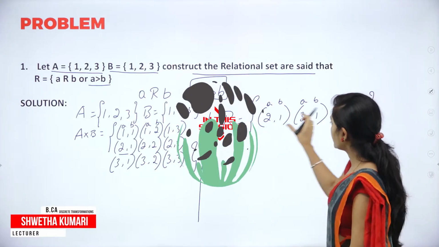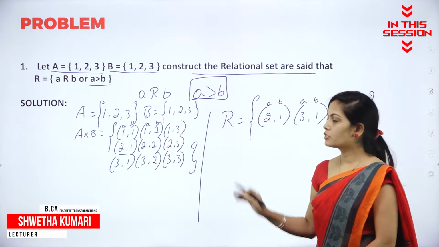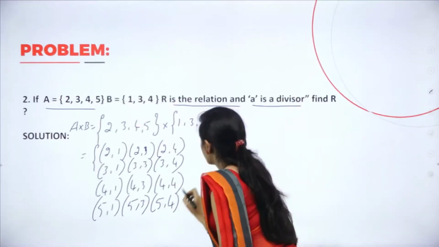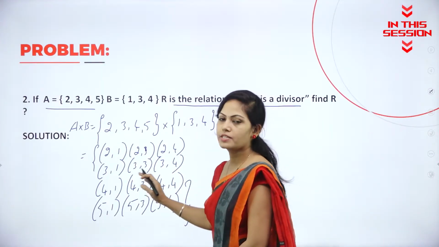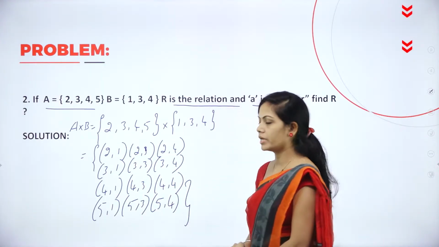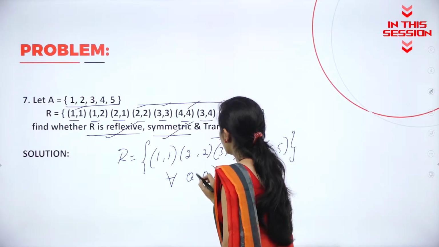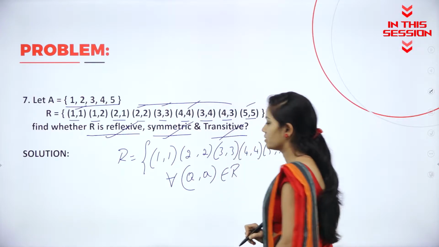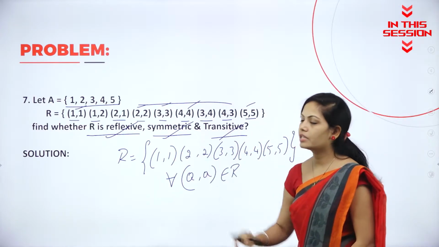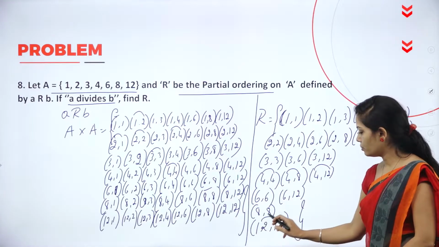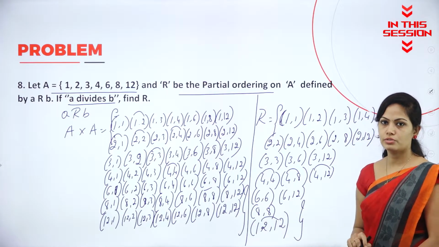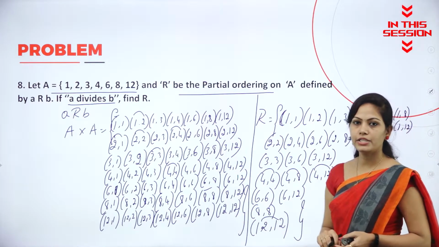Totally we got 3 values. So this is your relation. So first write A cross B, Cartesian product. Then you can find the relation (A, A) belongs to R. So it is reflexive property. A value is dividing the B value also. So this is your relation.